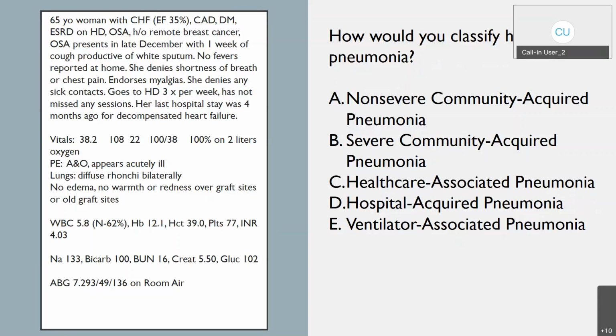Okay, yes, non-severe community-acquired pneumonia. So even though she was in the hospital 4 months ago, that isn't recent enough to be considered in our decision-making at this point. And she did not meet the criteria for severe. Obviously, she doesn't have ventilator-associated pneumonia.